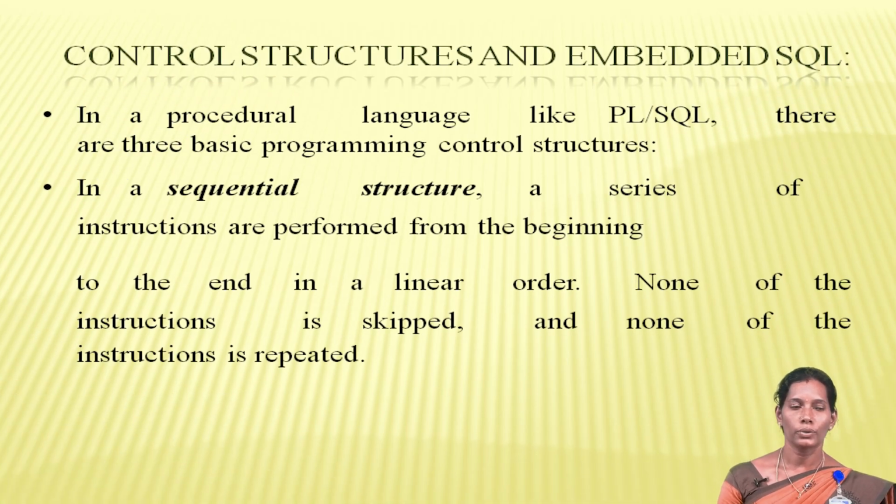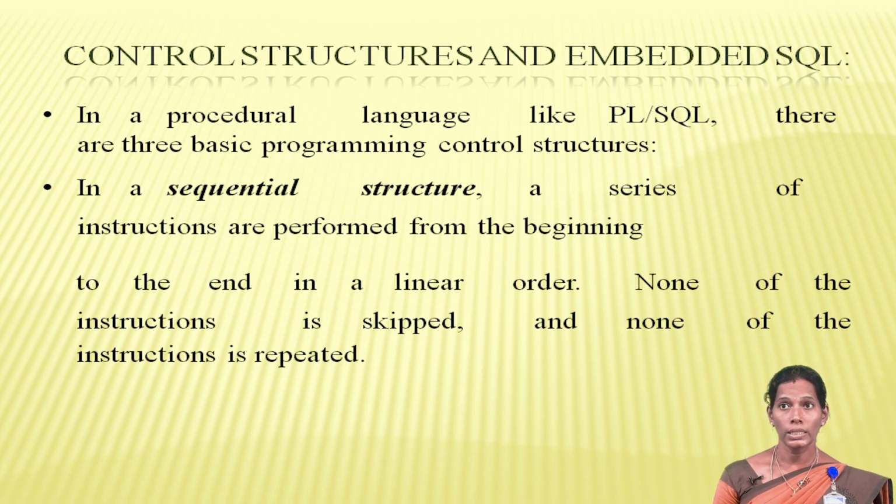First one, control structure. In a procedural language like PL/SQL, there are 3 basic programming control structures. First one is the sequential structure. In a sequential structure, a series of instructions are performed from the beginning to end in a linear order. None of the instructions is skipped and none of the instructions is repeated.